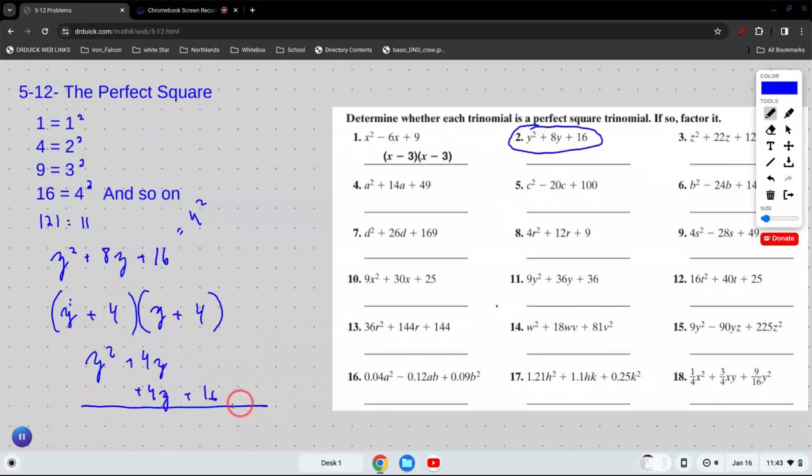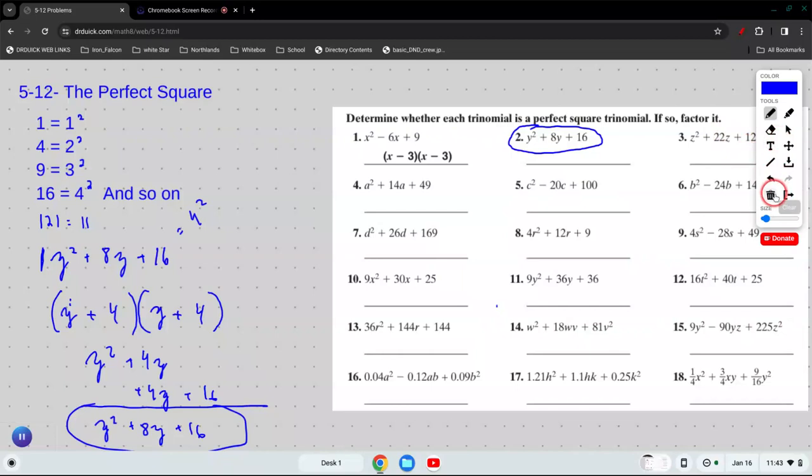Now if you pull this together, what do you get? Y squared plus 8y plus 16. Okay? You'll start seeing them based on the fact that there's a perfect square. There's a perfect square up here in the front. It's just 1, so you just ignore it. You don't have to deal with it, right? But there is a perfect square there. It's 1. It's the first one.